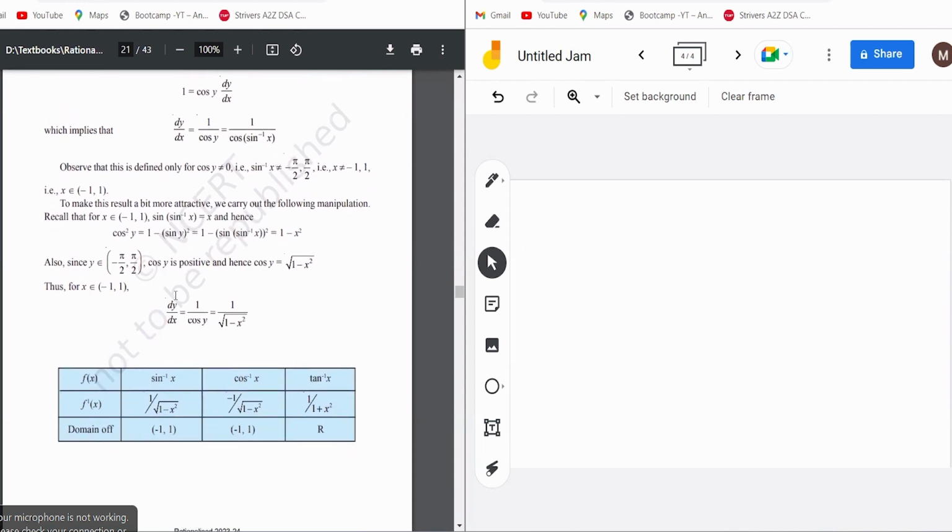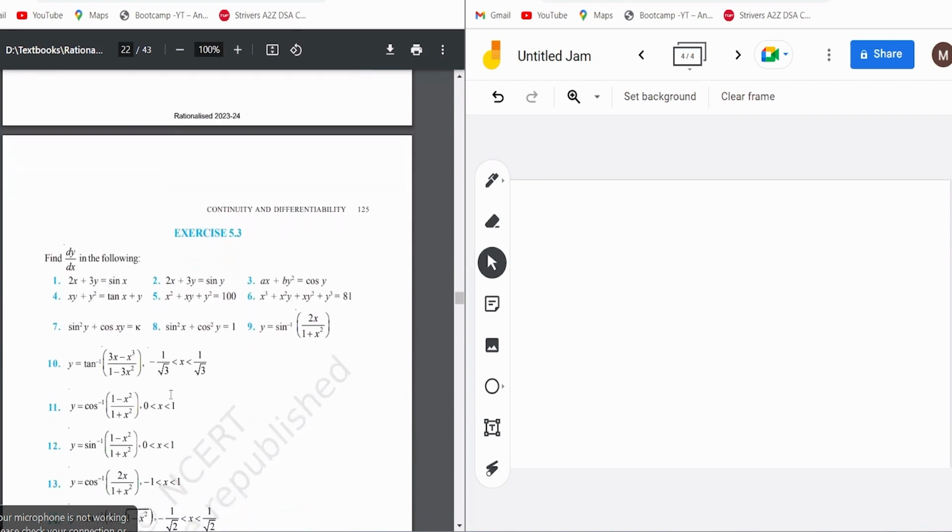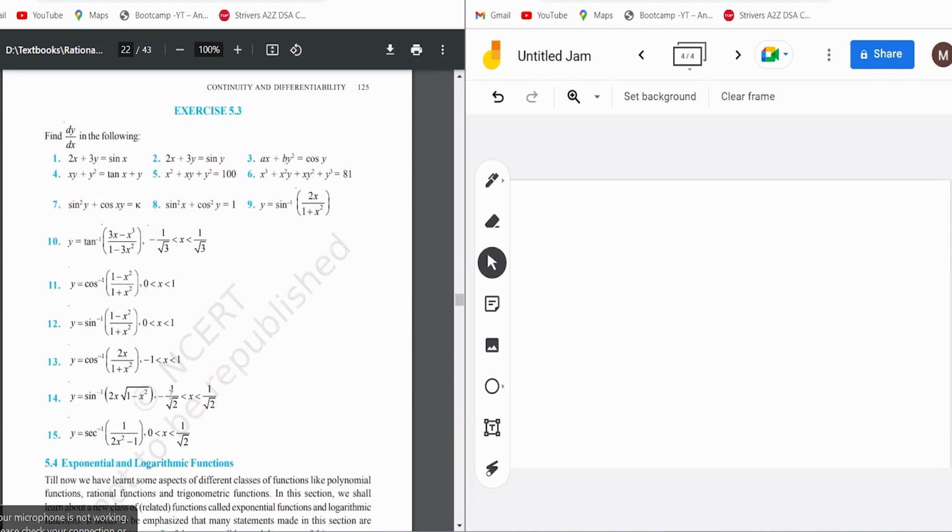Then we will get this table. Learn this table because it's quite important. So let's move to the exercise now. Exercise 5.3. Okay, so let's solve this exercise.